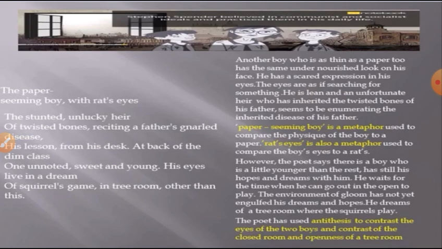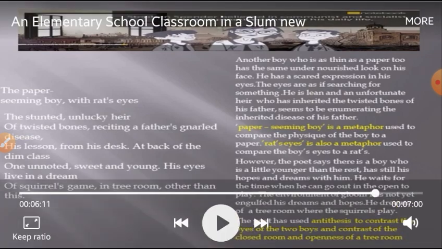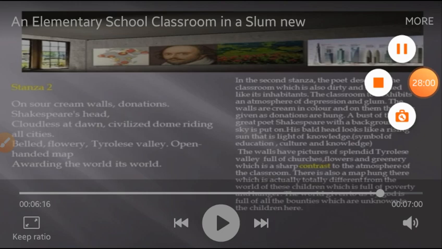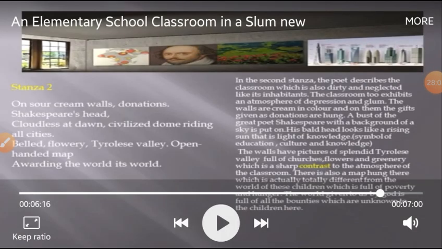So in the first stanza, we have discussed the poor, malnourished condition of the different children, while one boy was different from them. Let's move on to the second stanza from here. See this one. On sour cream walls, donations, Shakespeare's head, cloudless at dawn, civilized dome riding all cities, belled, flowery, Tyrolese valley, open-ended map, awarding the world its worth.